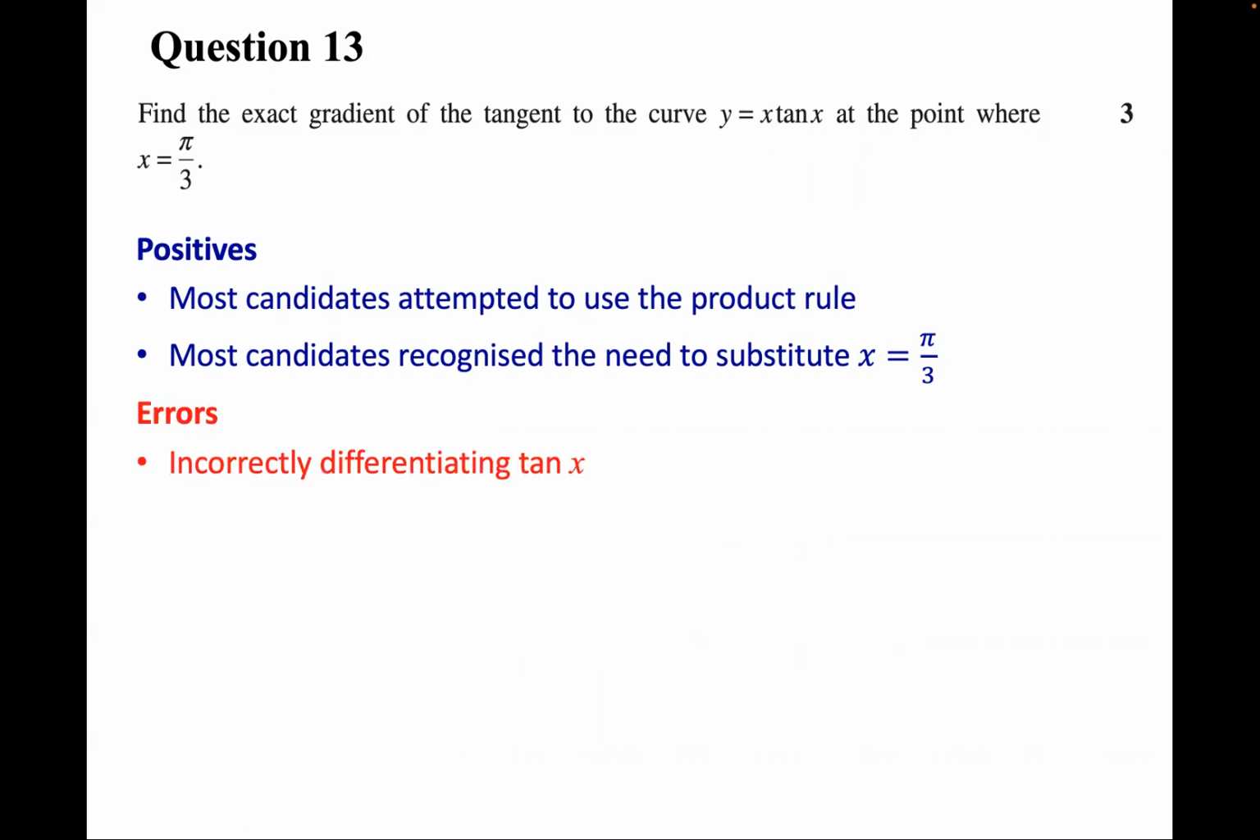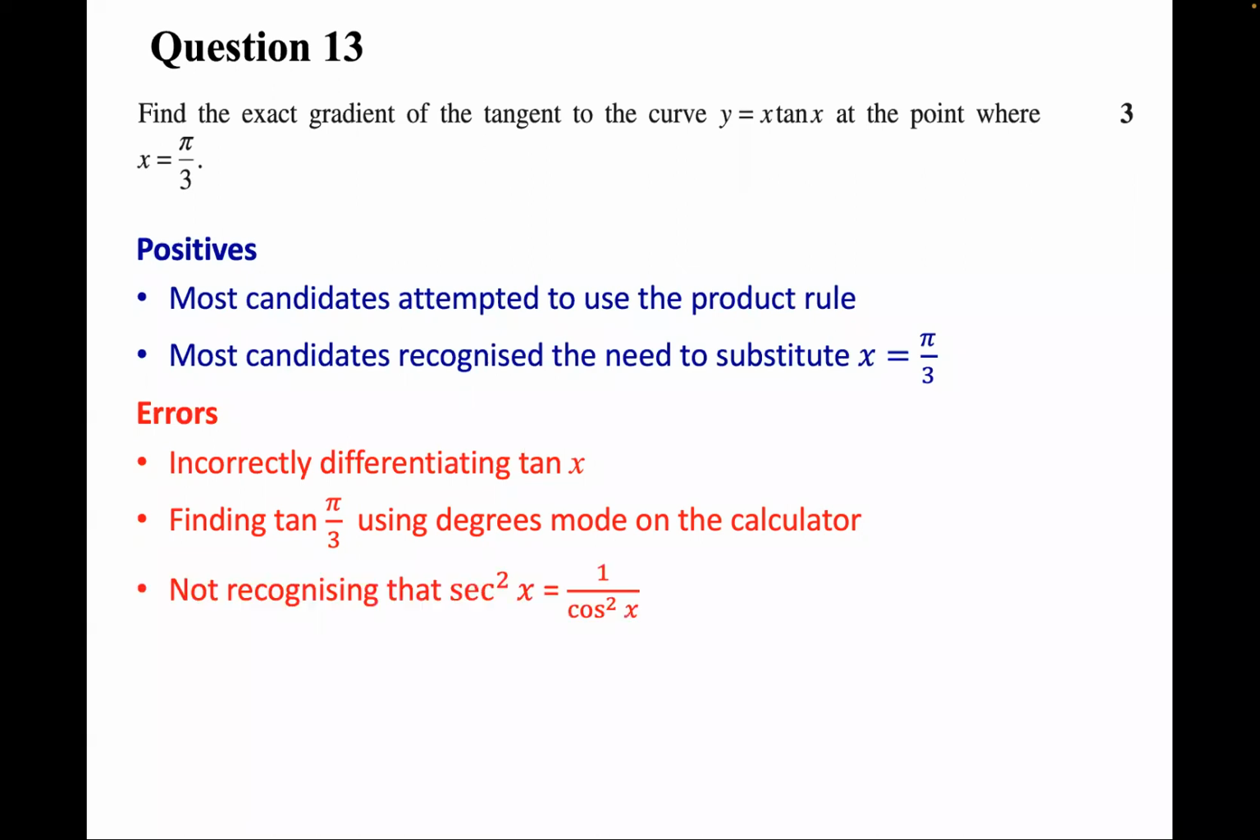A few of the common errors that were seen was when students were differentiating, they differentiated tan x incorrectly. There were many different responses, but either way it was incorrect. Another error was that some students found the tan of pi on 3 and used their calculator in degrees mode to come up with a decimal answer that was not what we were looking for. They need to understand that pi on 3 is in radians, so they need to be using radians mode if they're going to use their calculator. And we were after the exact gradient as well.